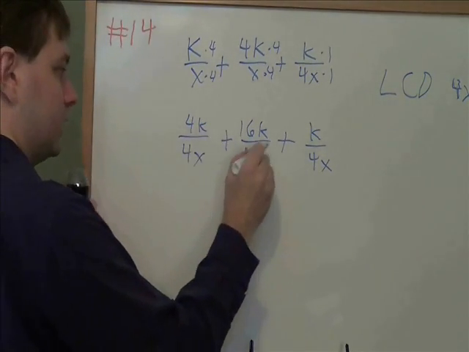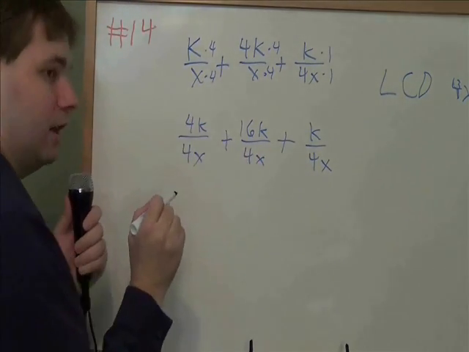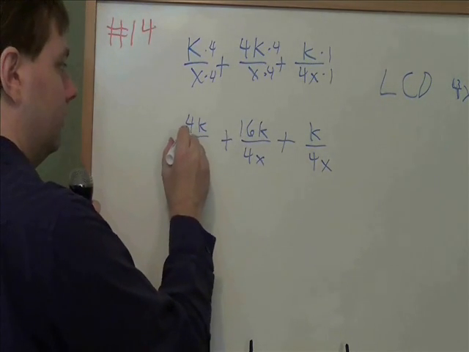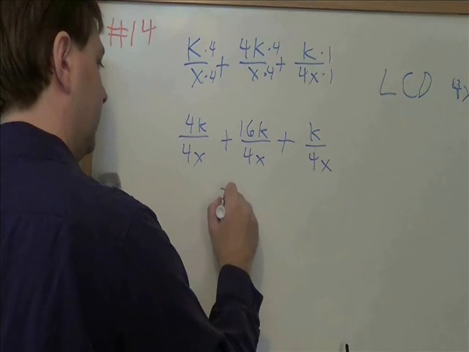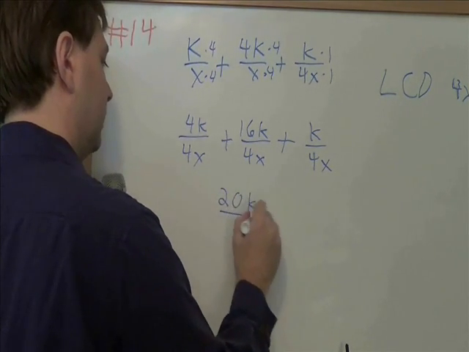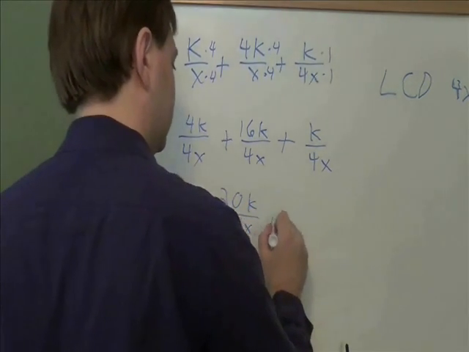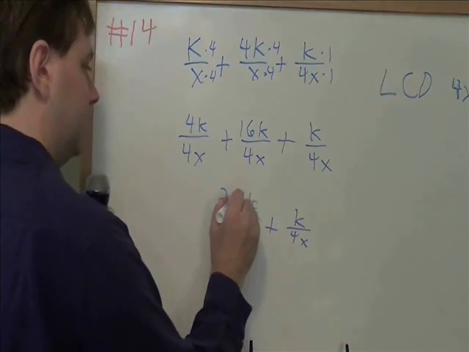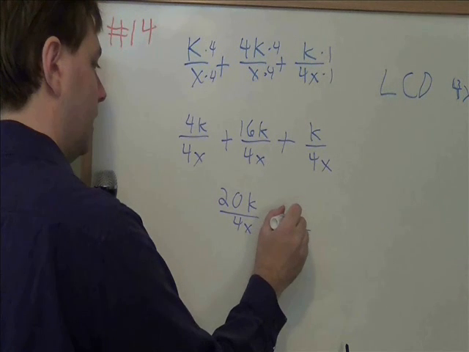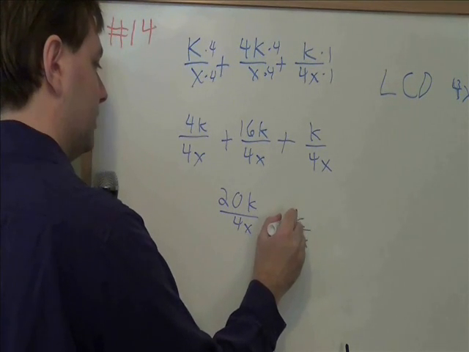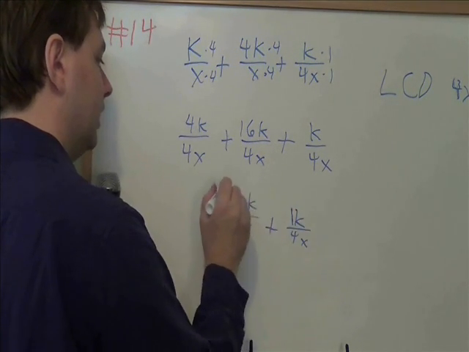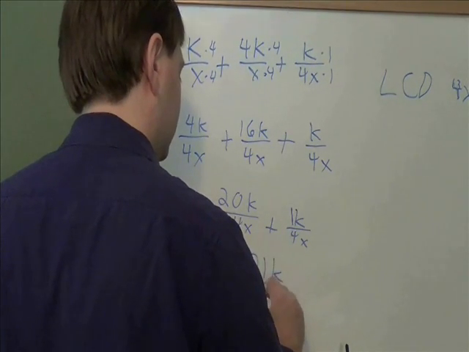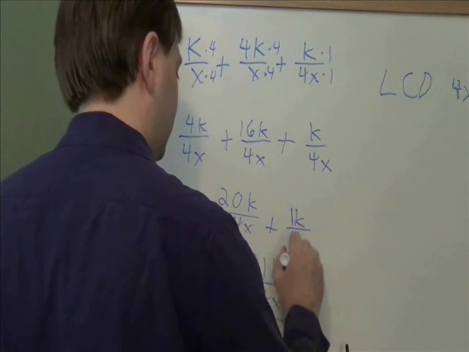And now that all of our fractions have a common denominator, we can add them together. 4k plus 16k, well, 4 plus 16 is 20. So that's 20k over 4x. And then 20k plus another k. Well, if they don't give us a number next to the k, that means there's one of them by default. 20 plus 1 is 21k. And that is our answer.